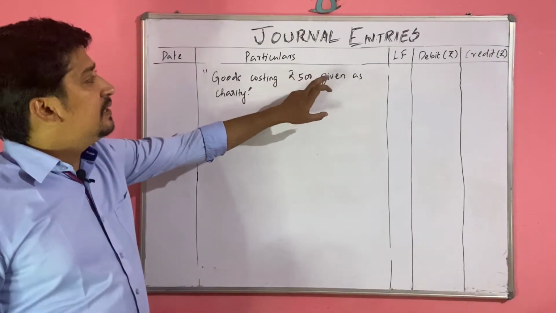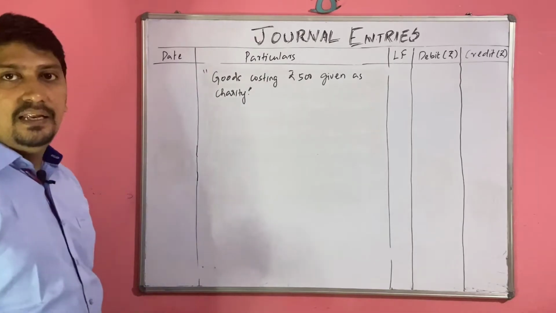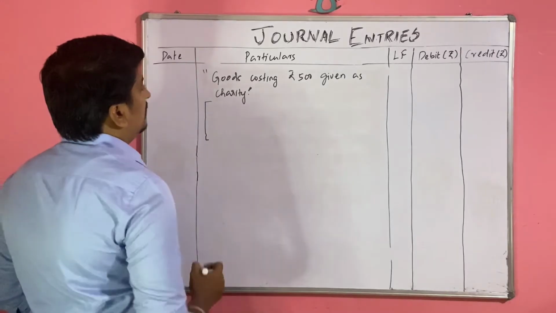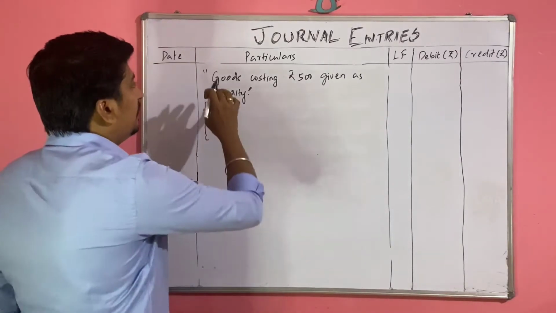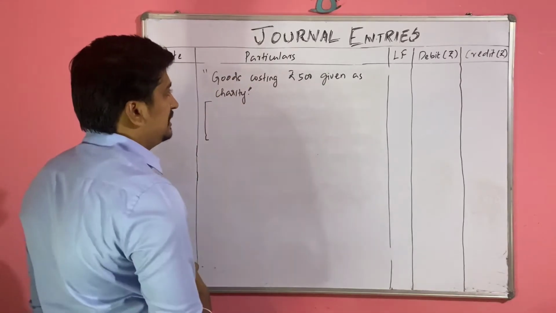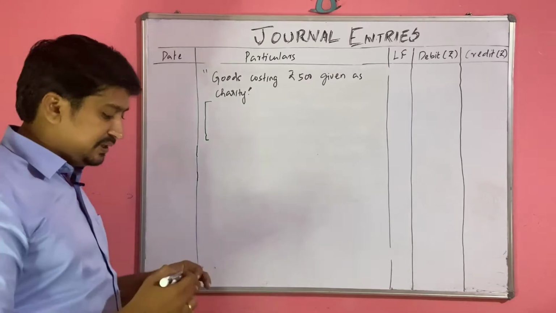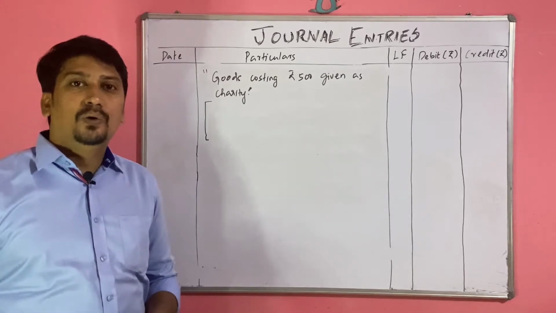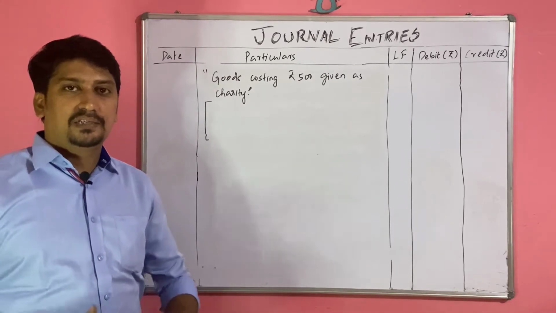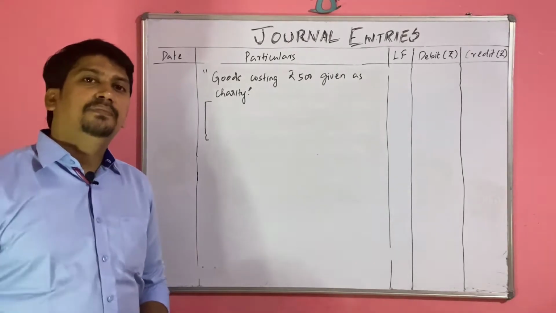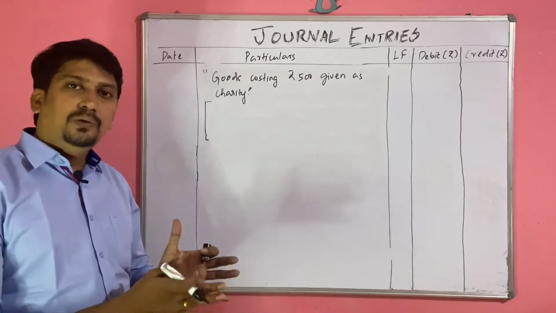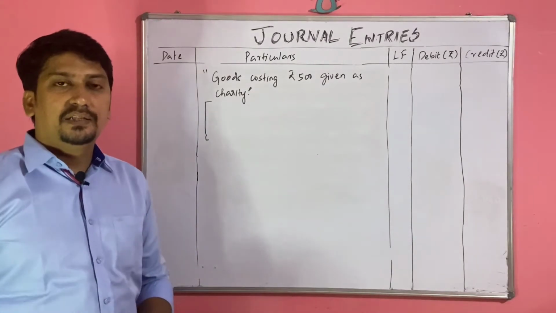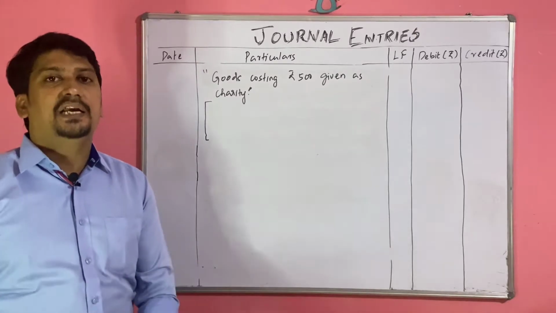Goods costing 500 given as charity. Let's first do the rough work. The first account affected is, we have given some of the goods that we had purchased as charity, which means we have given it to somebody free of cost. Something like when you're having a hotel and a beggar comes and asks you for some food, and you give him some free food. That is nothing but you have some goods which you have for your business, but you gave that food to the beggar just for charity purposes.